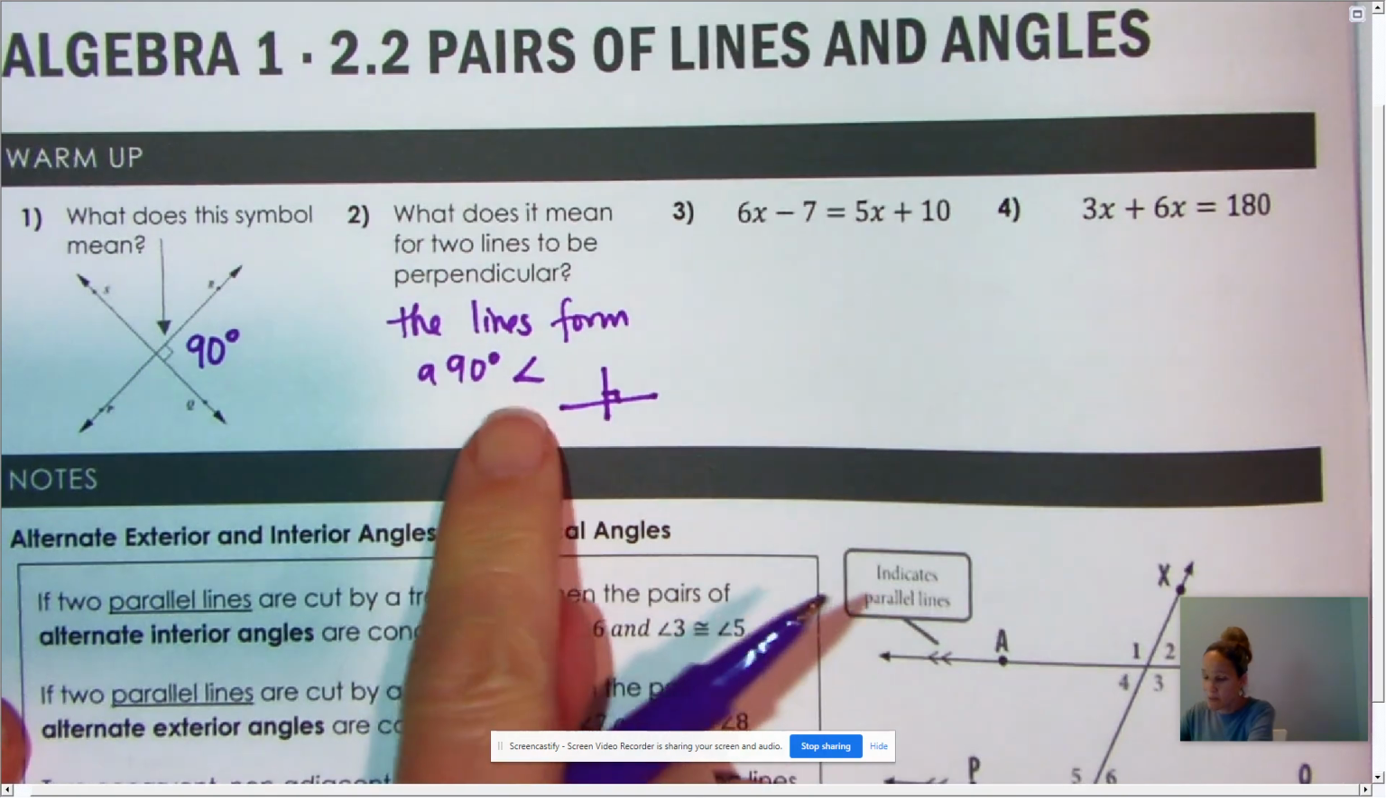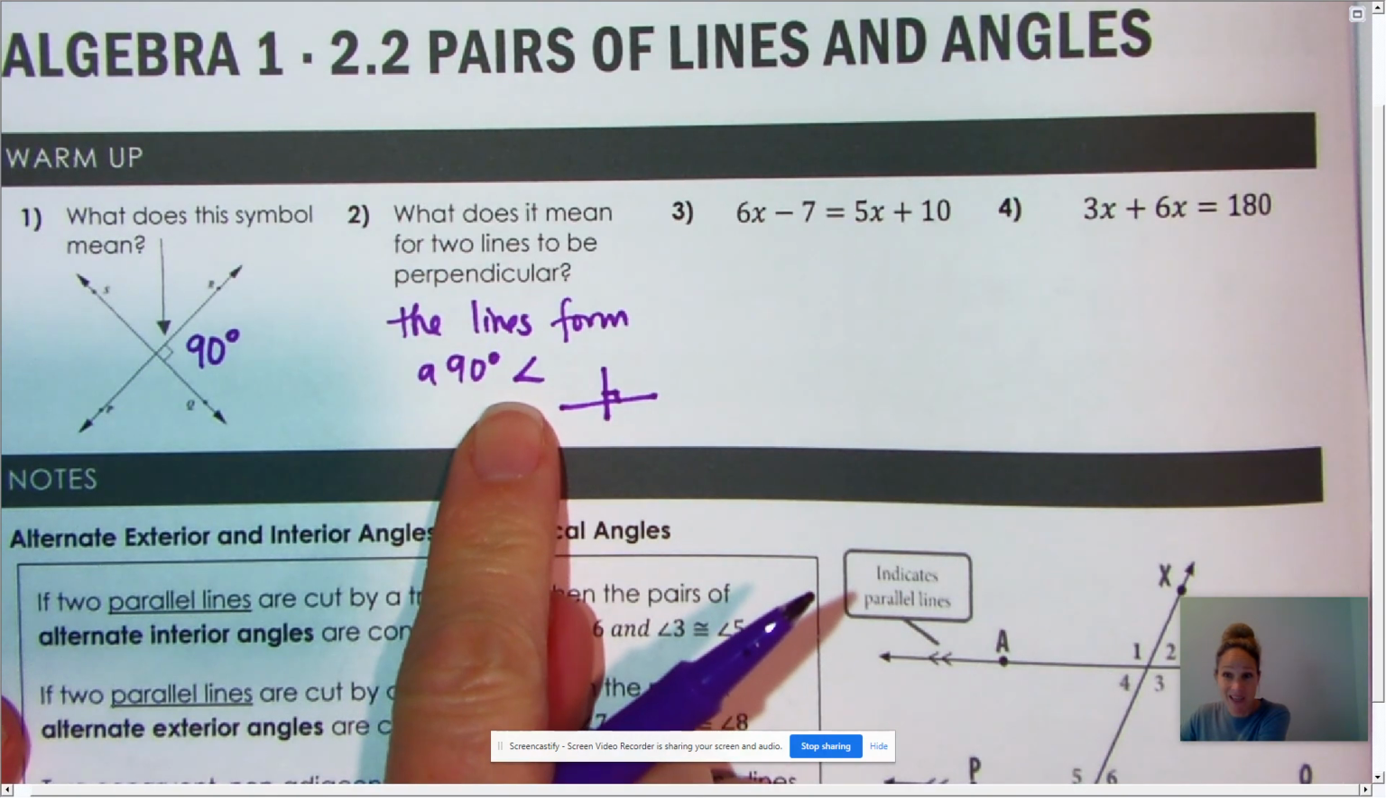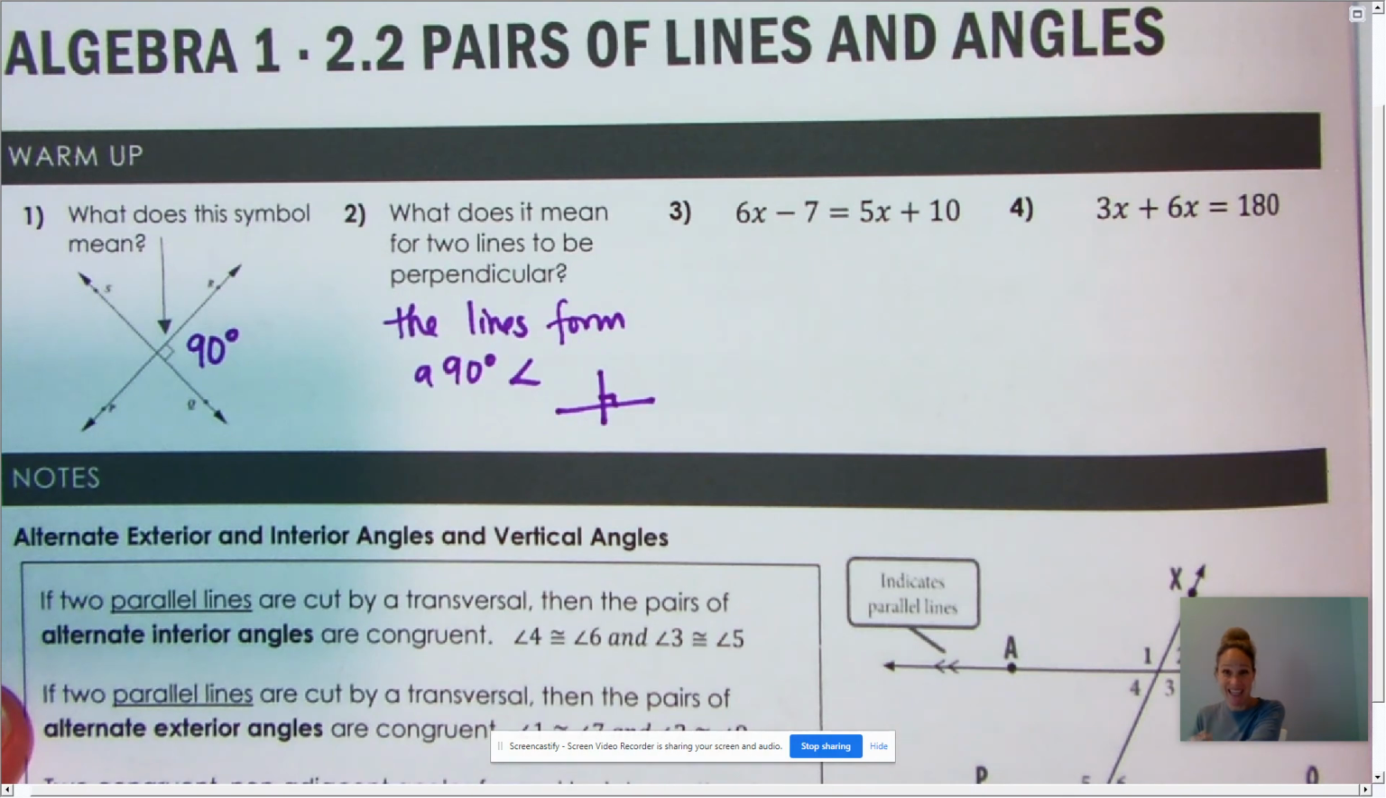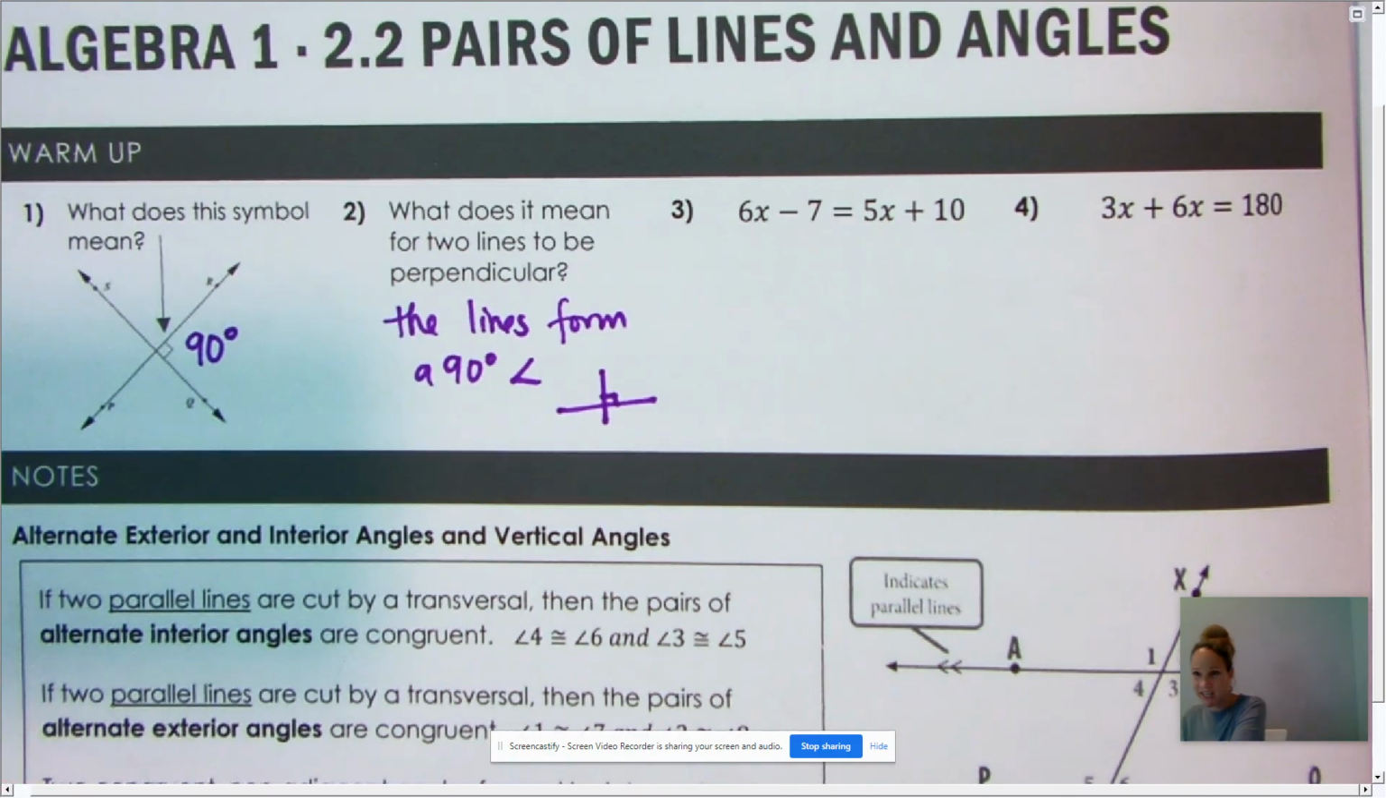Okay, and this is a little symbol that we use for angle in math because we don't like writing that many words. So we try and use as many symbols as we can. It's more efficient that way, you guys.